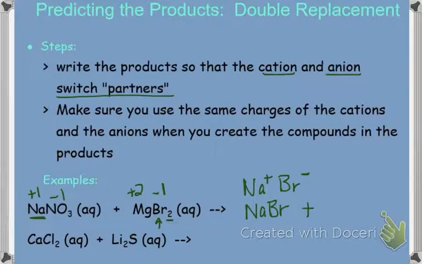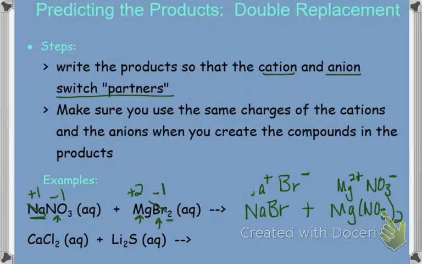So now, since I've used the sodium and the bromine, I have the magnesium and the nitrate left. Mg is a 2+, NO3 is a -1. That means I'm going to need 2 of the NO3s to cancel out the +2 charge. So I'm going to get some of this extra work out of the way so we can finish by balancing.